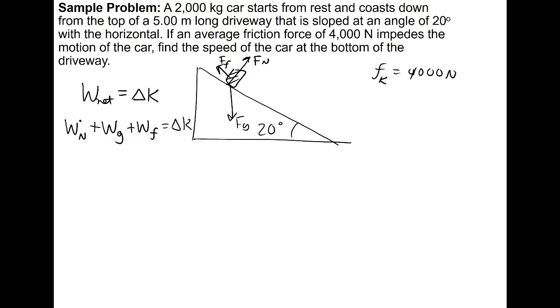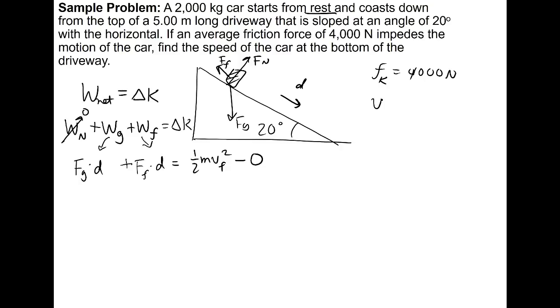So we can set this up, and first of all we note that as it travels down this driveway, the normal force is not doing any work because it's perpendicular to D. So that's 0. The work done by gravity will be the force of gravity dotted with its displacement. And the work done by friction will be the force of friction dotted with its displacement, which is the same. Change in kinetic will be 1/2 m v final squared minus 0 because it starts from rest. And we hope to find v final.